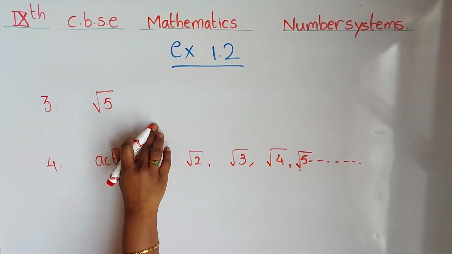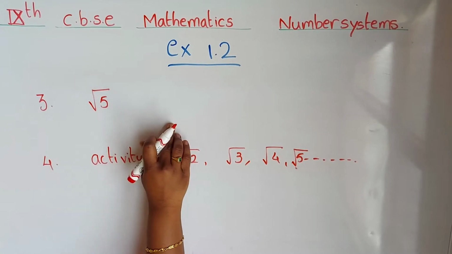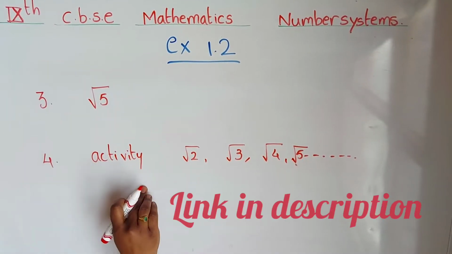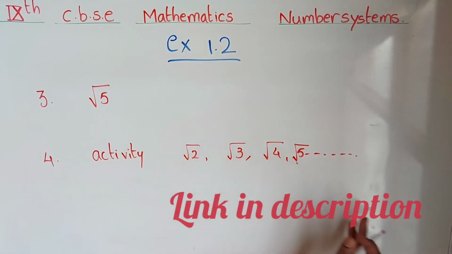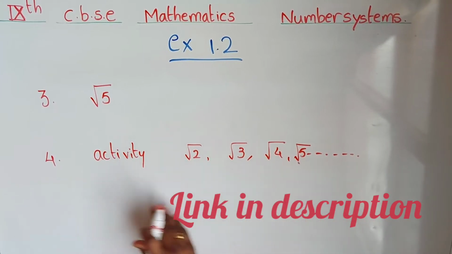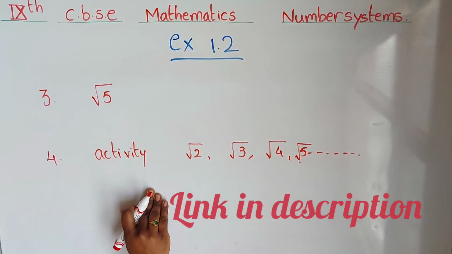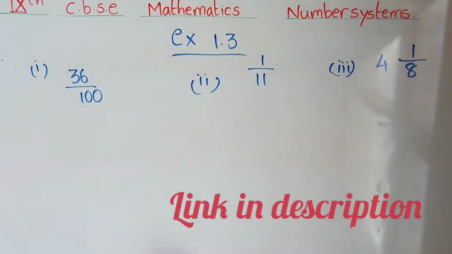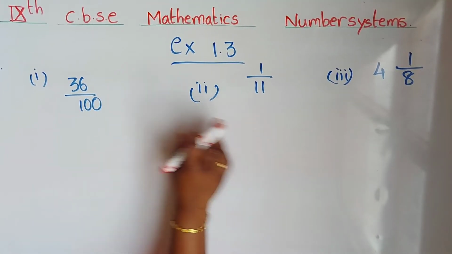Question number 3, children, show how to represent root 5 on the number line. And fourth question, activity, root 2, root 3, root 4, root 5 on the number line. We have already finished these questions in a previous video. Please refer to that video. And exercise 1.3, children, first question.